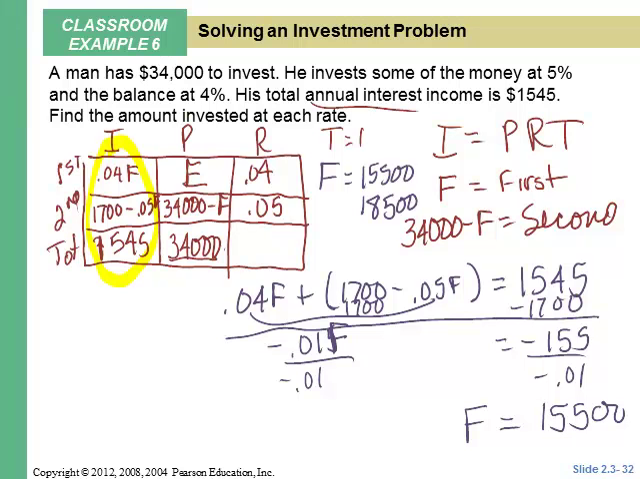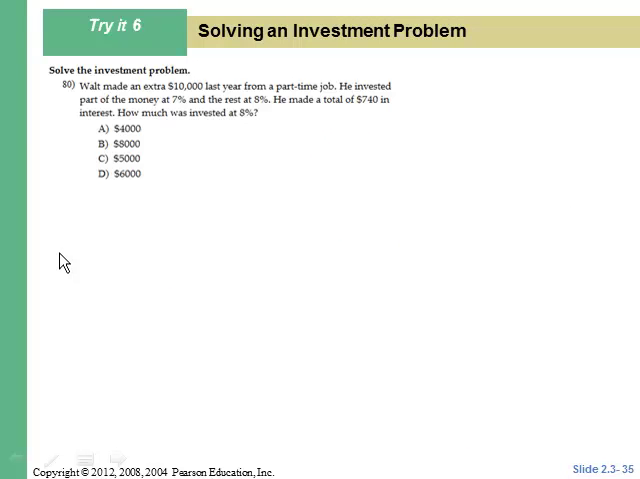If we take 15,500 times 0.04, we get the interest of $620. If we take 18,500 times 0.05, we get $925. Add those two together, you get $1,545. So the first amount is $15,500. The second amount is $18,500. All right. You try this one, and when you're done, I'll show you how I did it.